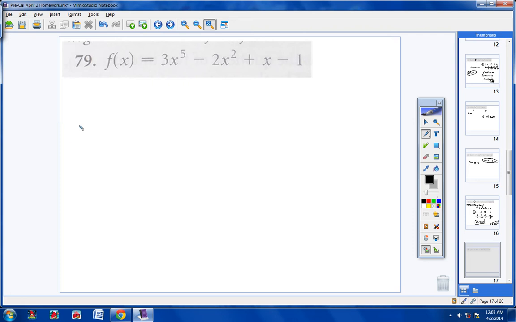First of all, I look for sign changes in the original problem. I go from a positive to a negative, that's one sign change. Then a negative to a positive, that's another one. And then from a positive to a negative, another one. So I have 3 sign changes.